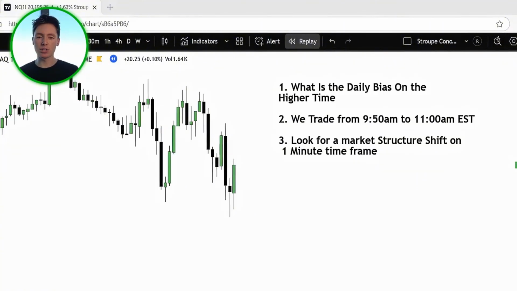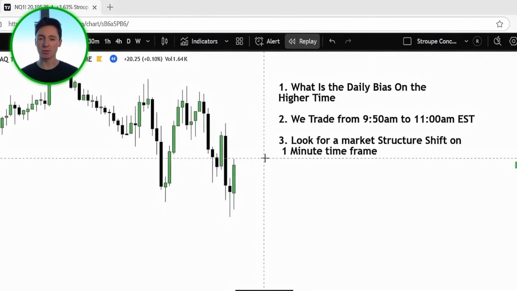Our third step is we want to look for a market structure shift on the 1 minute time frame. The reason why we're looking for a market structure shift on the 1 minute time frame from 9:50 to 11 a.m. is because usually around this time, NQ and ES do a 10 a.m. reversal, meaning at this time, because it's the 4-hour candle close, whatever current market structure we're in on the 1 minute time frame usually gets reversed around here for a good entry.